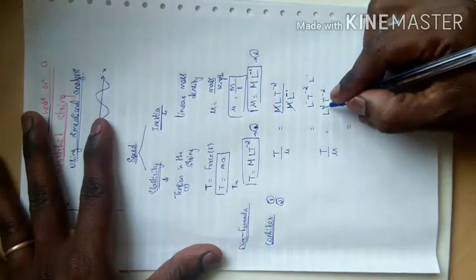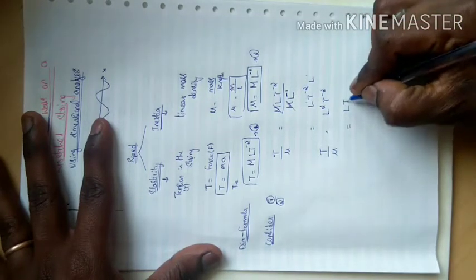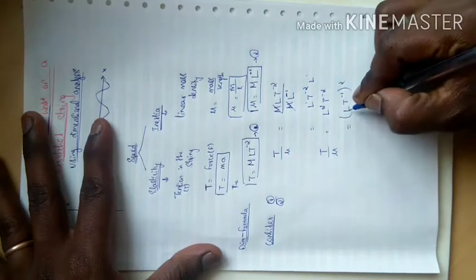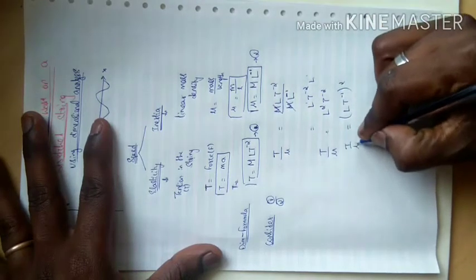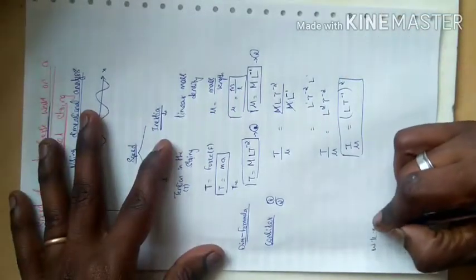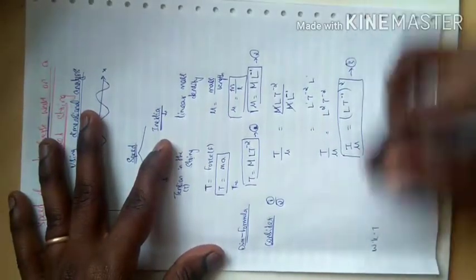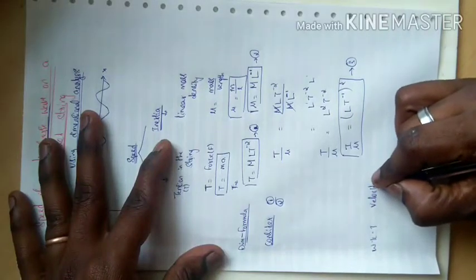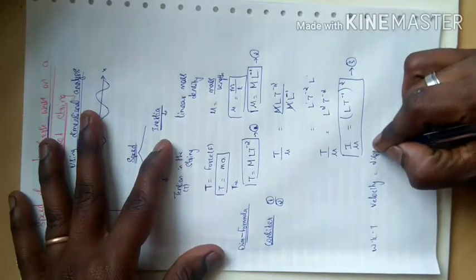Further simplification: here 2 is common, I am taking it out. And what happens? Whole square. L T to the power minus 1, whole square. This is T by mu. Call it equation 3. We know that velocity is nothing but displacement by time taken.